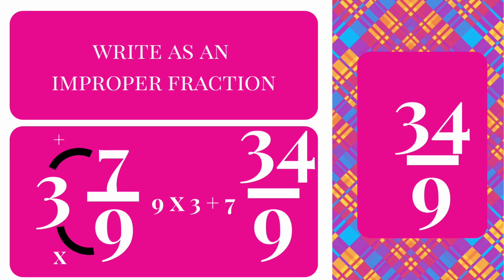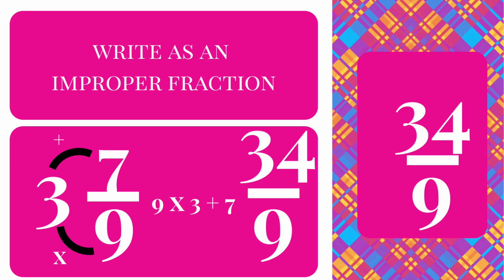Converting in the opposite direction, from a mixed number to an improper fraction, follows a different process. If you need to write 3 7/9 as an improper fraction, you multiply the denominator 9 by the whole number 3, which gives you 27. Then you add the original numerator, which is 7, to get 34. This becomes the new numerator, and the denominator remains 9. So the improper fraction is 34/9.